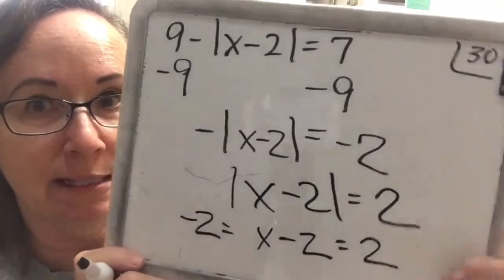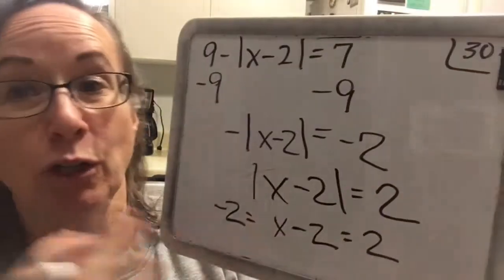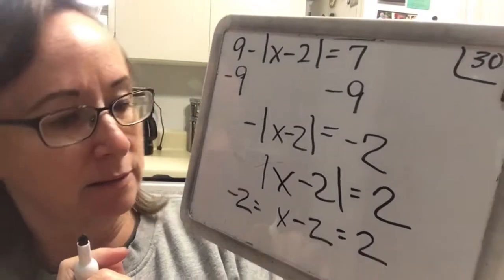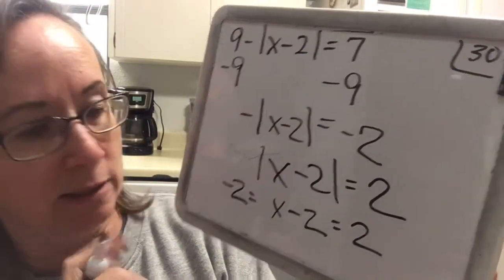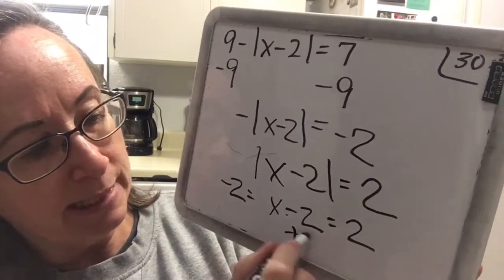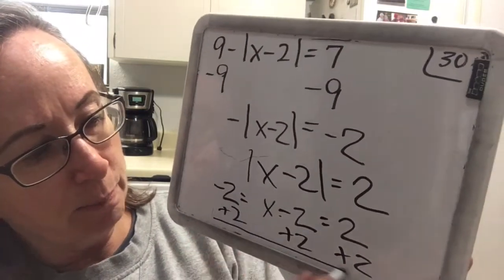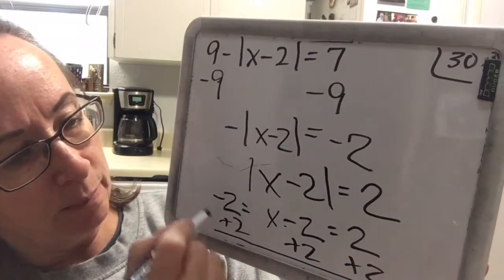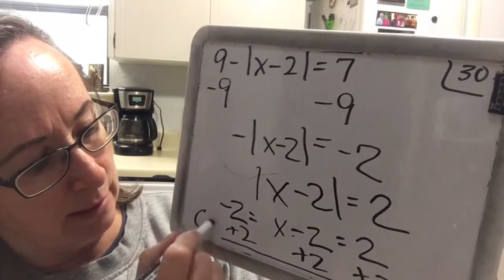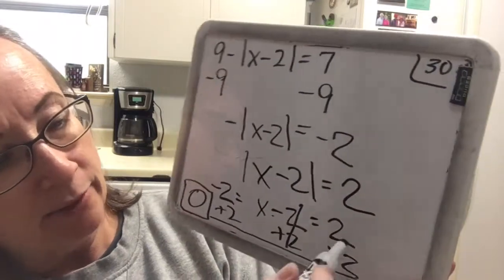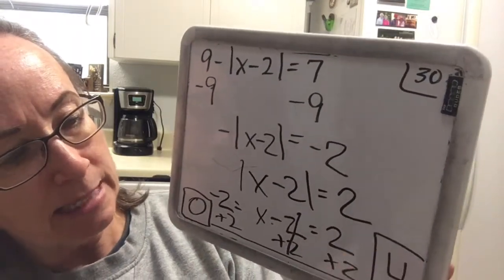Again, remembering that's not mathematically correct. I should write it as two separate statements, but I'm a little bit lazy sometimes. So this works. We're going to add a 2 to get the x by itself, add a 2, add a 2. So whatever I do to one part, I do to the other. And then this one becomes a 0 as one solution because my x is now by itself. And on the other side, I get a 4 as my other solution.